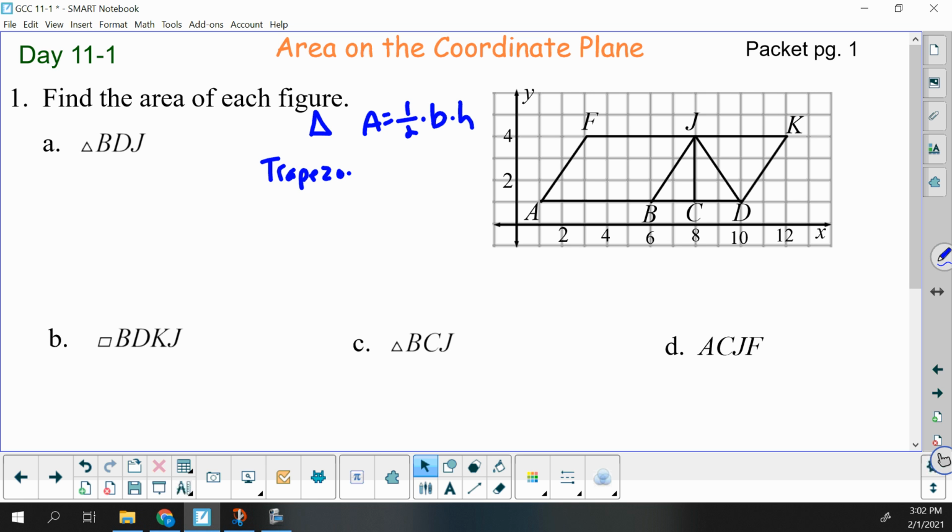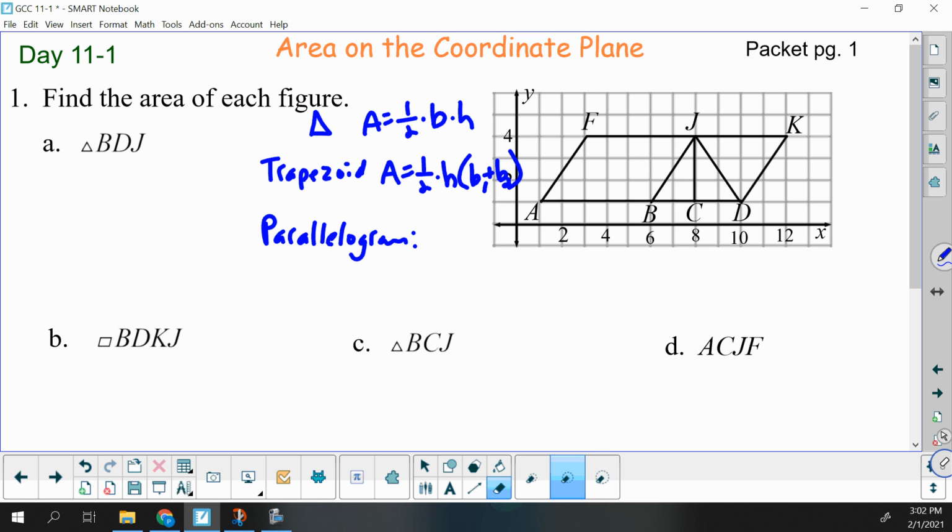And again, you can be writing this wherever you have space on page 1. The trapezoid, the area is 1/2 height, parentheses, base 1 plus base 2. And then parallelogram, the area is just base times height, where the base and the height are measured, again, perpendicular to one another. Because we'll see some of those today.